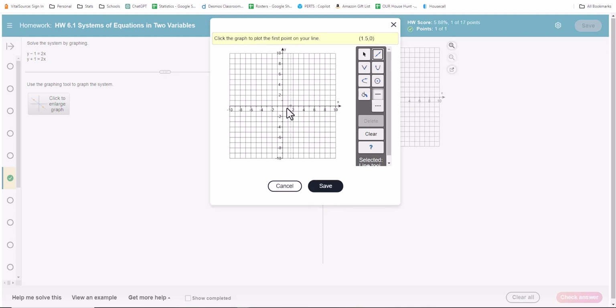I'm going to start with the first one, which was at 0, 1. That was my y-intercept. Now from here, I will go up 1, 2, and then over 1. And now looking at my next line, I will start at 0, -1 for the intercept. I will go up 1, 2, and over 1.